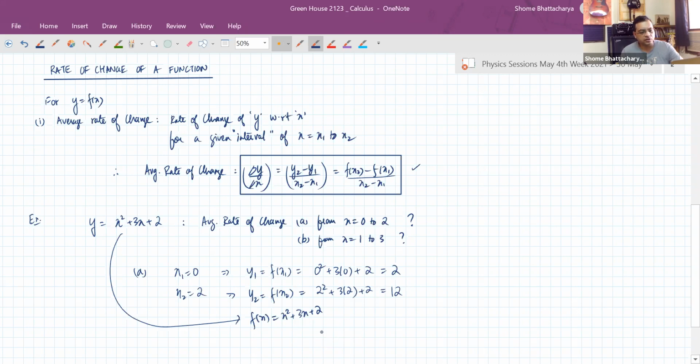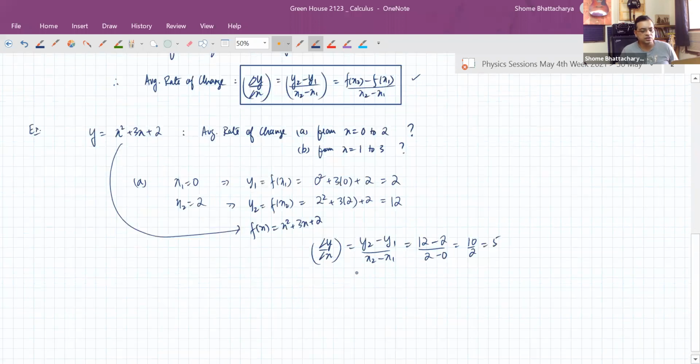So now delta y by delta x for this interval becomes y2 minus y1 upon x2 minus x1. So y2 is 12, y1 is 2, x2 is 2, x1 is 0. So as you can see, it becomes 10 by 2 or 5. So that is the average rate of change for this interval. This quantity here, delta y by delta x equal to 5, is the average rate of change from x equal to 0 to 2.